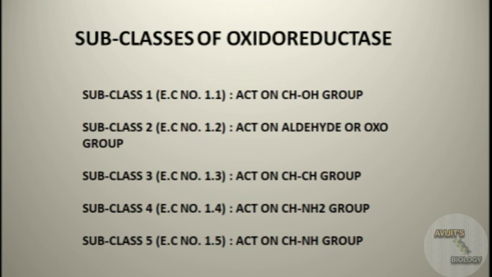donors. The second subclass includes the oxidoreductases that act on the aldehyde or oxo group of donors, and the third subclass of oxidoreductase includes the oxidoreductases that act on the CH-CH group of donors. The fourth subclass includes the oxidoreductases that act on the CH-NH2 group of donors, and the fifth subclass includes the oxidoreductases that act on the CH-NH group of donors. Some examples of oxidoreductases are alcohol oxidoreductase and monoamine oxidase.